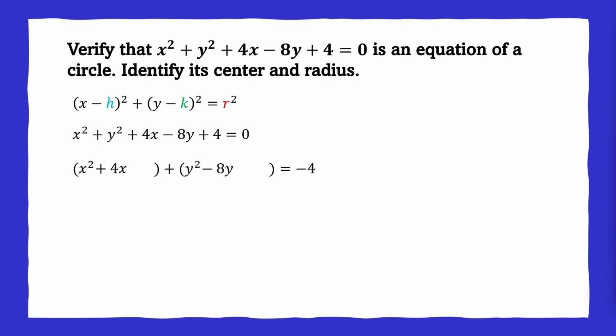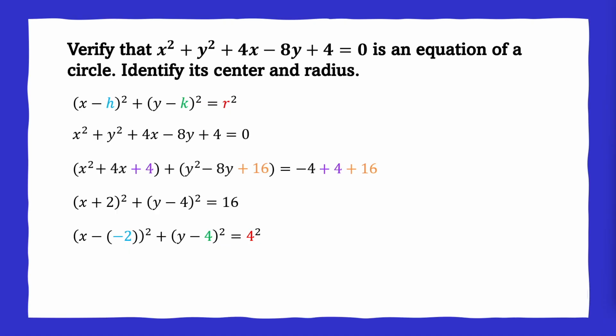For x squared plus 4x, we add 4 so that we can complete the square as the quantity (x plus 2) squared. And for y squared minus 8y, we add 16 so that we can complete the square as the quantity (y minus 4) squared. To maintain equality, we also add 4 and 16 to the right-hand side. So we get 16. Now this is in standard form for a circle. This confirms that the original equation is indeed the equation of a circle. From this form, we can identify the center of the circle as (negative 2, 4), and the radius as the square root of 16, which is 4.